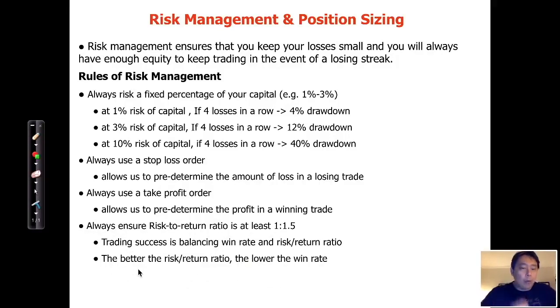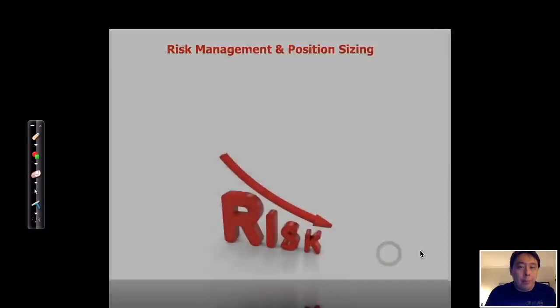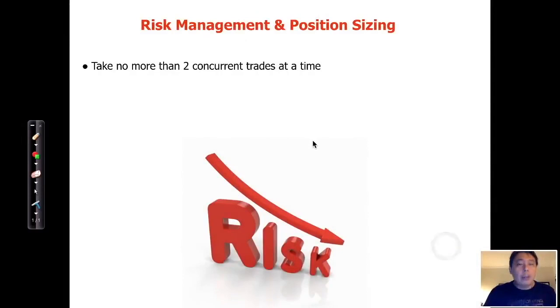So again, remember, the better the risk to return ratio, the lower your win rate. Okay. If you risk 1 to make 5, you can't get a 60% win rate. Your win rate may go down to only 30 to 40%. Okay. Few other important rules. Now, this is my own rule. I suggest you follow it, right?